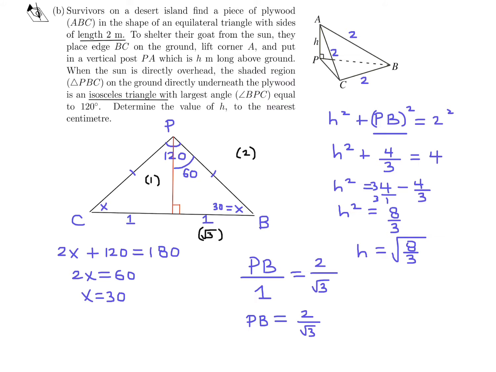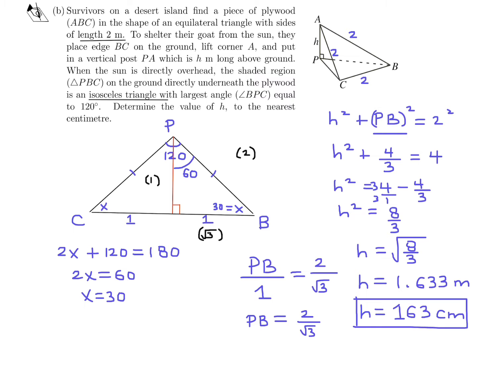All right? Now, they want you to figure out the value to the nearest centimeter, so I guess we have to figure out the actual decimal or numerical value. If you take the square root of 8 over 3, it gives you 1.633, but this is in meters, remember. So if you want the height in centimeters, multiply that by 100, and you'll get 163 centimeters. And that is the answer to this question.